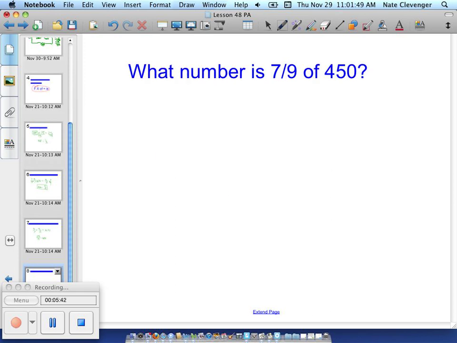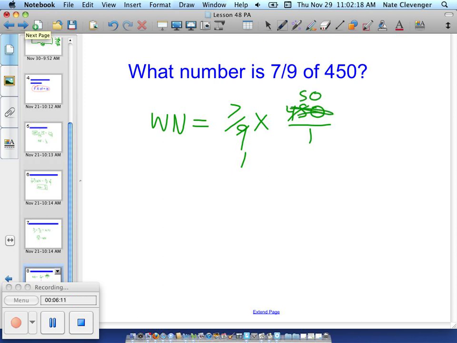Alright, let's do at least another one here. This is the one that's turned around. What number, so we're using WN, is, so this equal sign is coming earlier in the problem, 7/9 of 450. Put the 450 over 1, and then do 9 and 450 reduce? Yeah, 9 goes into 450, 50 times, so that makes that 50. 7 times 50 is 350. 350 over 1, so I'm just going to write 350.